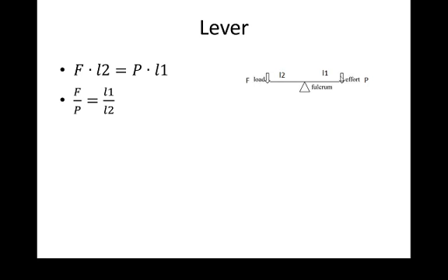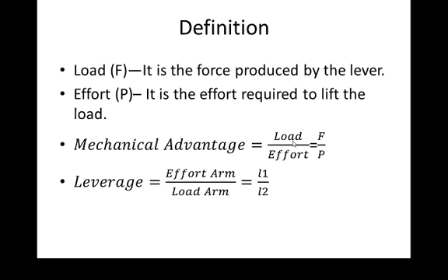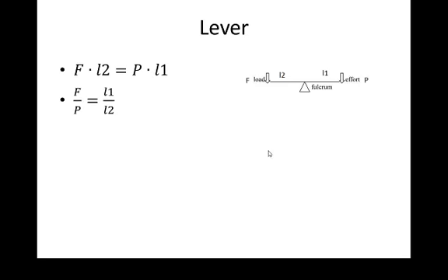Now let us see a simplified diagram. This is the load, this is the effort, this is the effort arm and this is the load arm, and it is supported at the fulcrum. Therefore F into L2 is equal to P into L1. Therefore you get F by P equal to L1 by L2. Now F by P is the mechanical advantage, which is equal to the leverage.